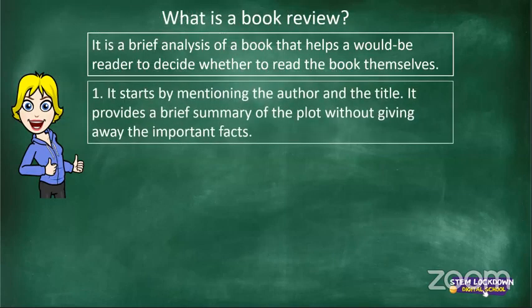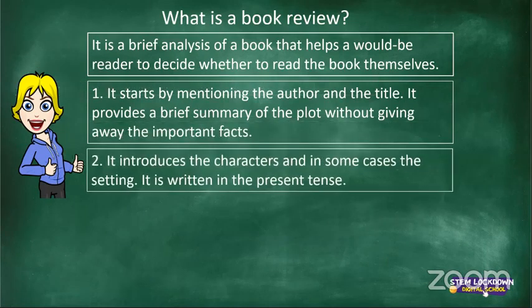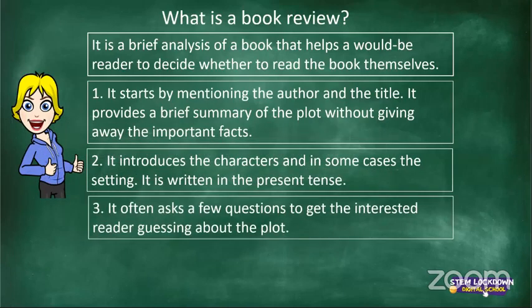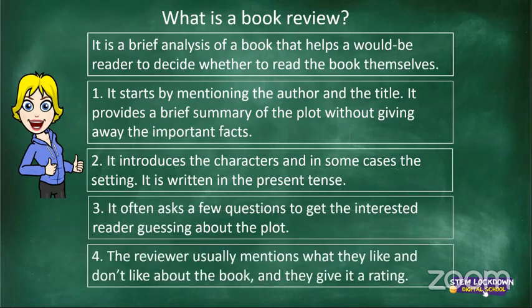It starts by mentioning the author and the title. It provides a brief summary of the plot without giving away the important facts. It introduces the characters, and in some cases the setting, and is written in the present tense. And thirdly, it often asks a few questions to get the interested reader guessing about the plot. The reviewer usually mentions what they like and what they don't like about the book, and they give it a rating. Okay, so there's our sort of information about a book review.